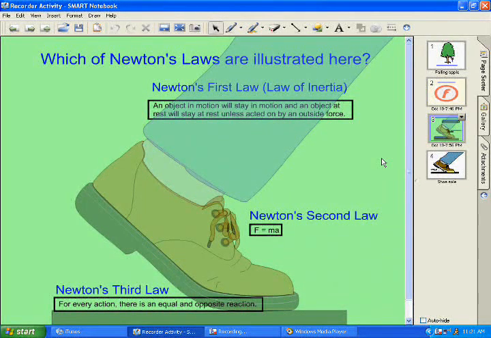Alright, so let's see which of Newton's laws were illustrated here. Newton's first law is, of course, the law of inertia, which states that any object in motion will stay in motion, and any object at rest will stay at rest unless acted upon by an outside force.